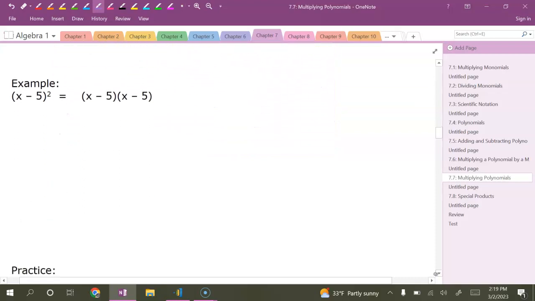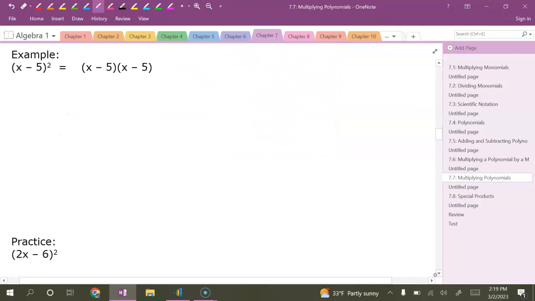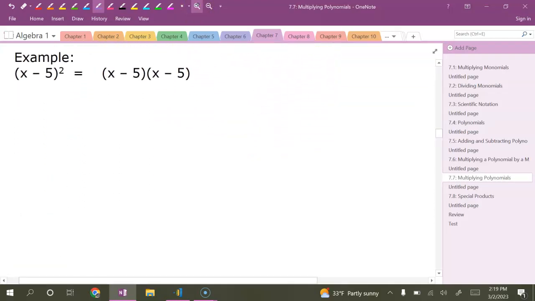Now, these next couple of examples are going to show you a shortcut that we can use when you're taking a quantity and you're raising it to a power. And specifically, we're going to be talking about raising it to the second power. So we're going to be squaring these quantities.